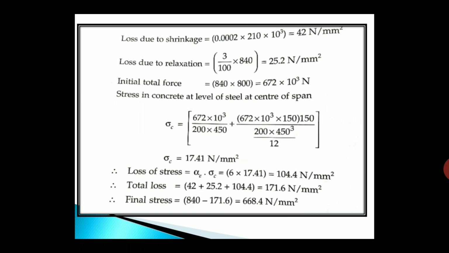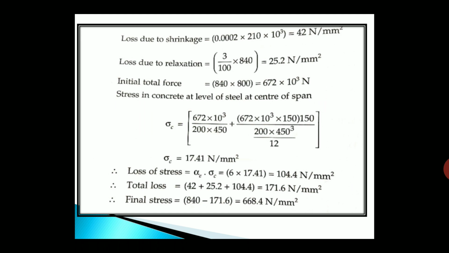Therefore, the total losses after considering losses due to shrinkage, loss due to relaxation and loss due to elastic deformation comes as 42 plus 25.2 plus 104.4 Newton per mm square, which is totally 171.6 Newton per mm square. Therefore, final stress will be 840 minus the losses, which we get as 668.4 Newton per mm square.